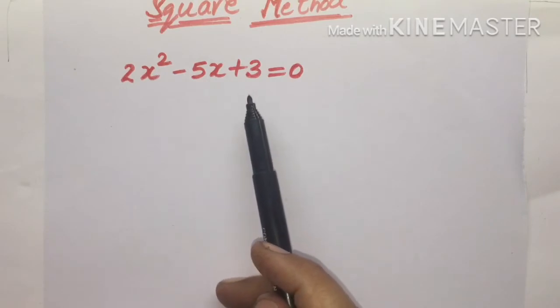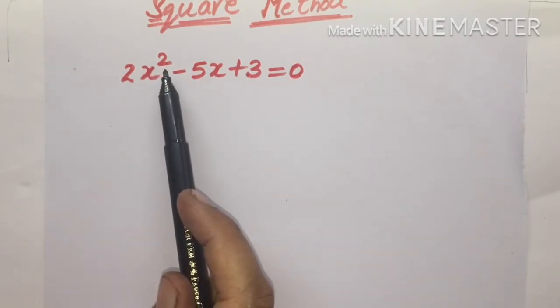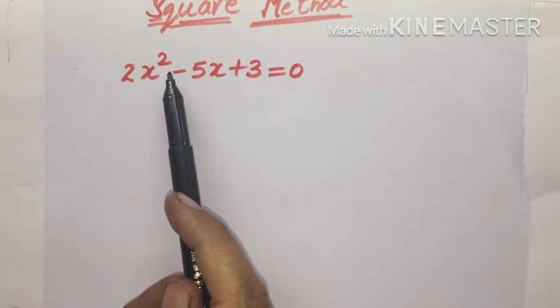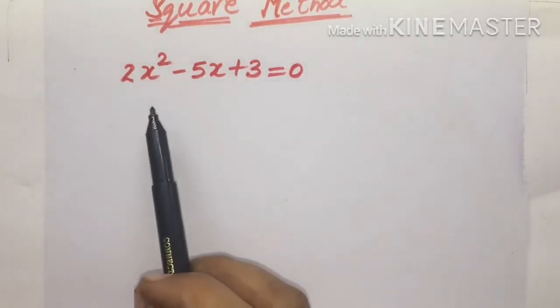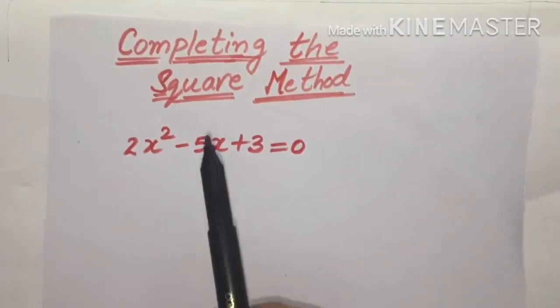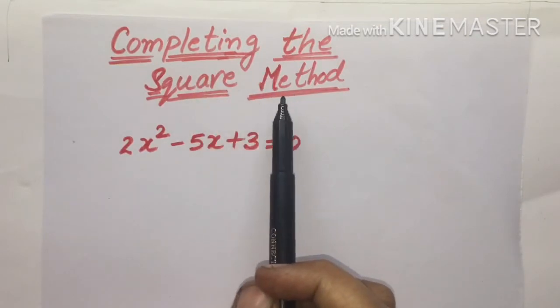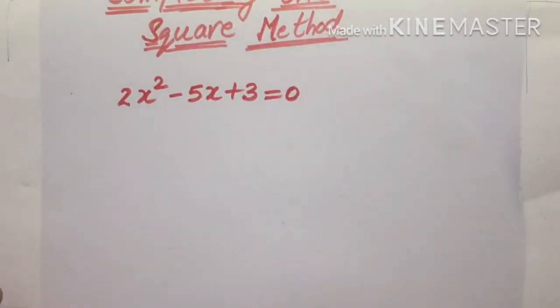This is a quadratic equation because the maximum power in this equation is 2, and when the highest power in the equation is 2, it means that it is a quadratic equation. So the question is that you have to solve this quadratic equation by using the completing the square method. Then we can start like this.